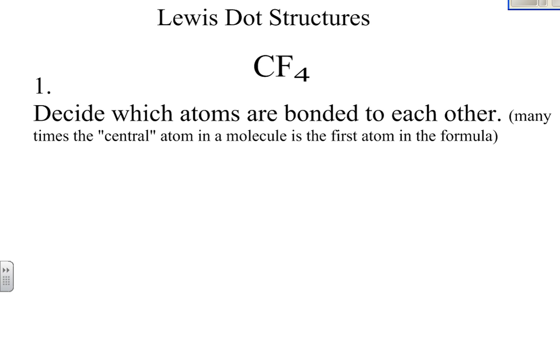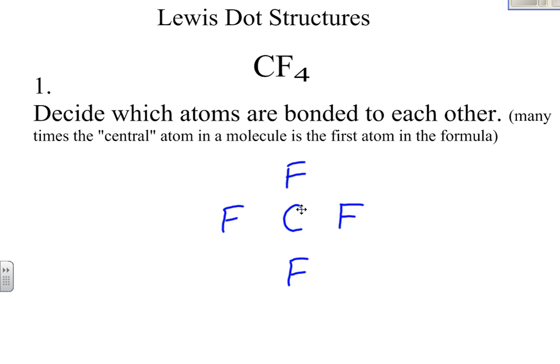which atoms are bonded to each other. Now, as it notes here, most of the time the central atom is listed first. So we're going to put carbon in the middle, and we're going to put the 4 fluorines around the outside.